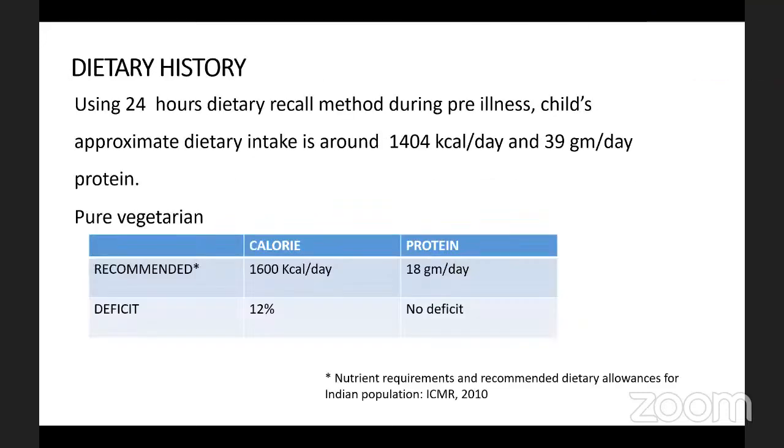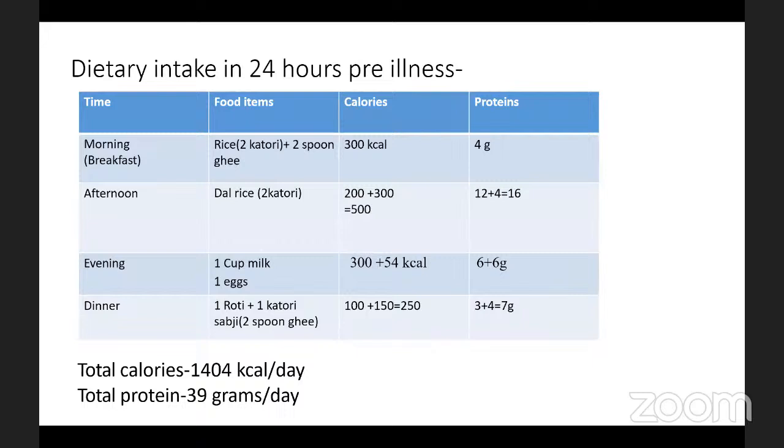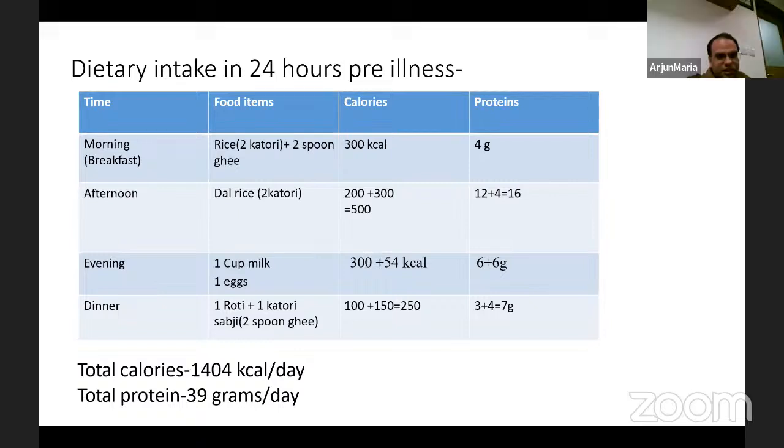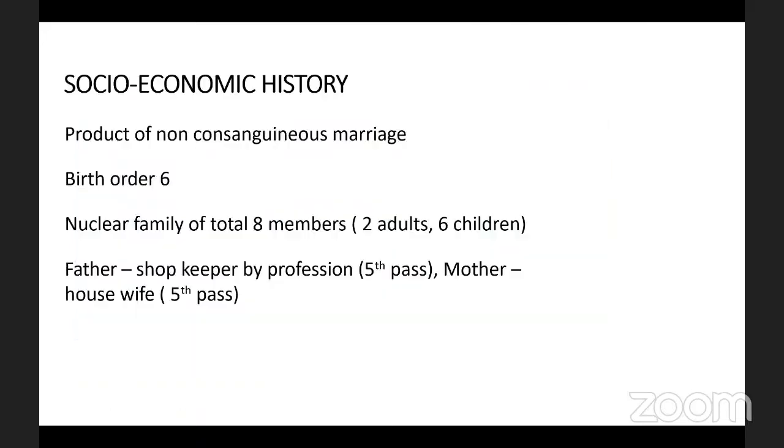Dietary history using the 24-hour dietary recall method during pre-illness. Child's approximate dietary intake is around 1404 kilocalories per day and 39 grams of protein per day. Actually, the child is Muslim, but he does not take chicken on a daily basis, so that's what the mother told me for the dietary history. In the morning he takes rice, 2 katori, with 2 spoons of ghee in that. Okay, so dietary history is adequate according to you, right? Yes, sir. Okay, pre-illness, right?